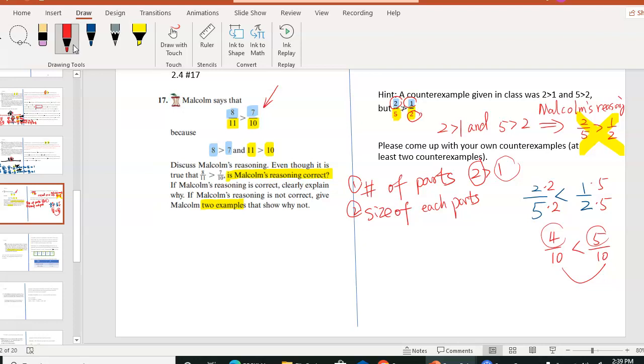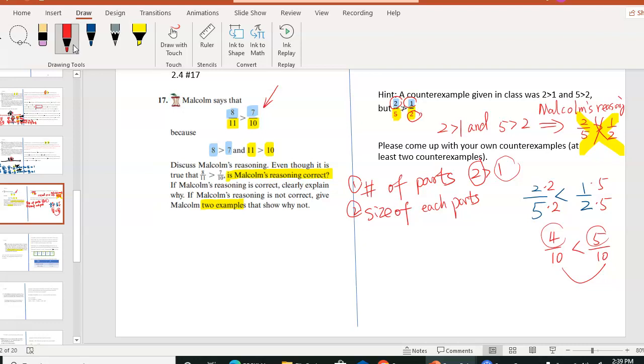What's a counterexample? You give 2 fractions that do match the conditions. He is saying top is bigger than top, bottom is bigger than bottom, but the entire fraction with the bigger top and bigger bottom is actually a smaller fraction. In this case, it's not bigger, it's actually smaller. 2/5 is actually smaller than 1/2. That tells us his reasoning is incorrect. That's called a counterexample.